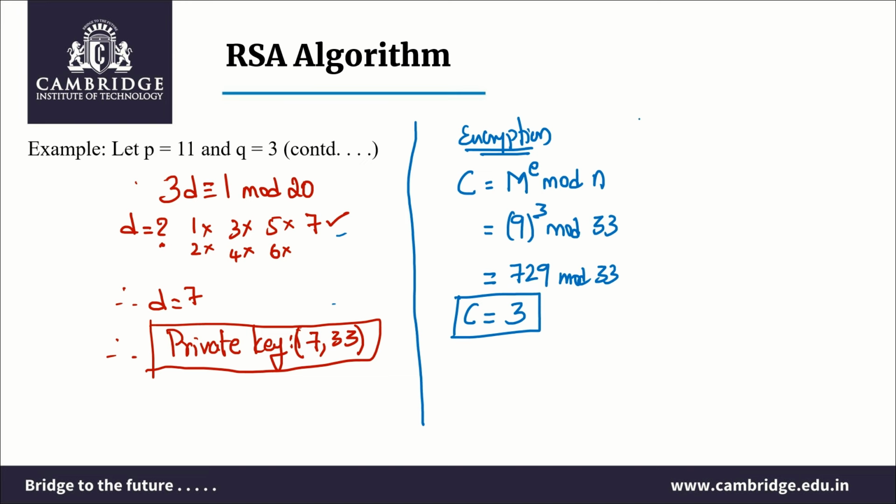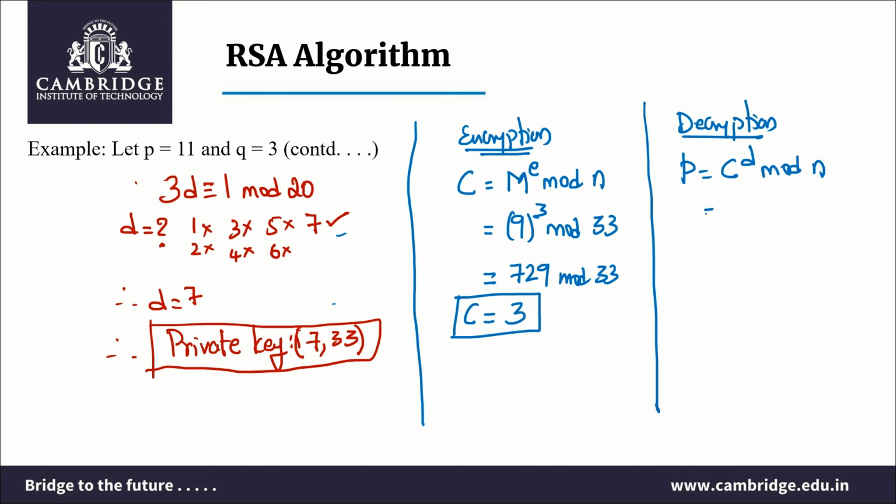I have to go with the decryption process. In decryption, we are going to get the plain text. How? Ciphertext power d mod n. The ciphertext is 3, so 3 power 3 mod 33. Sorry, d is 7, not 3, d is 7. Now calculate this. You have to calculate 3 power 7, which is nothing but 2187.